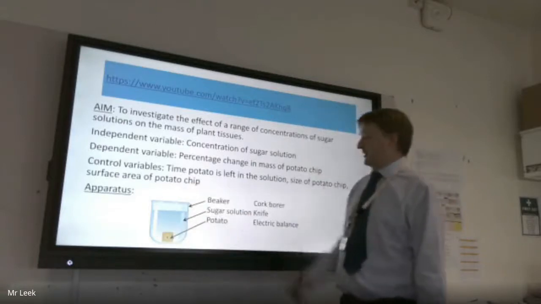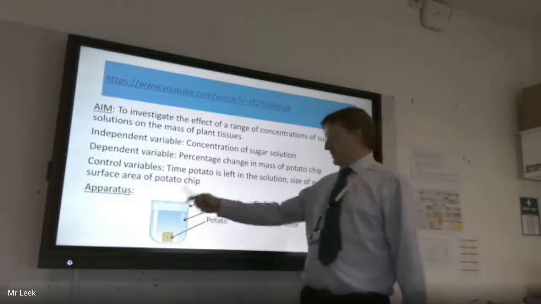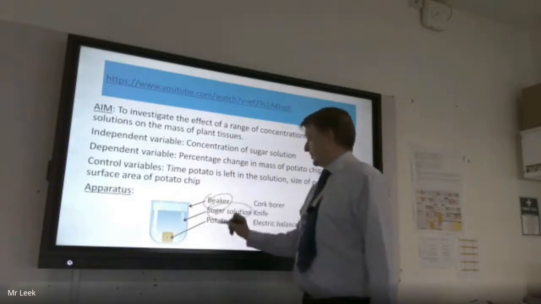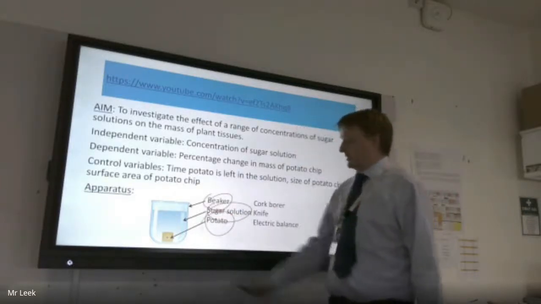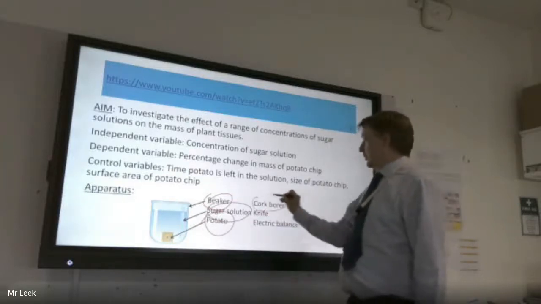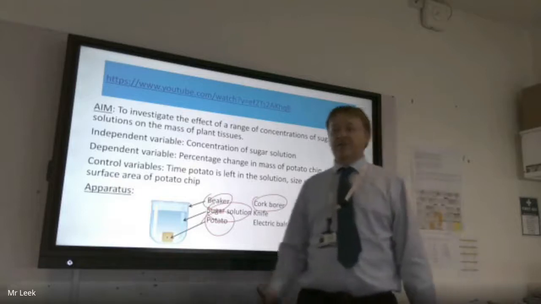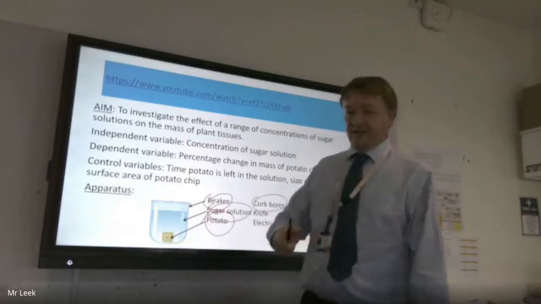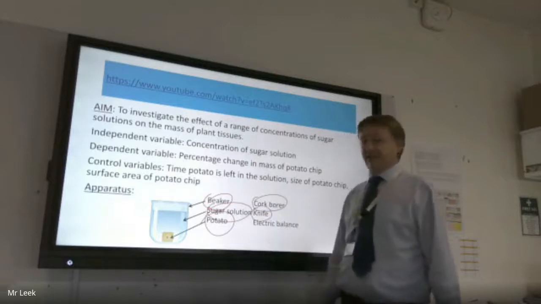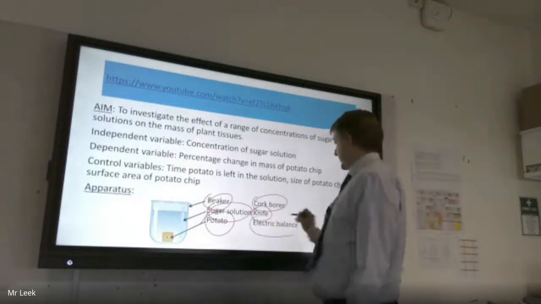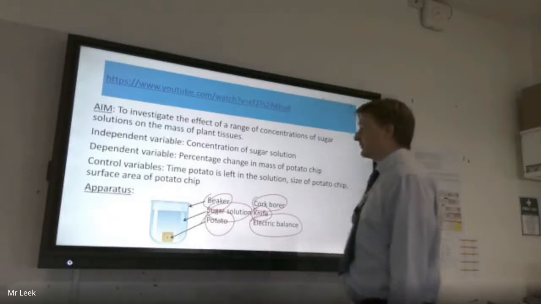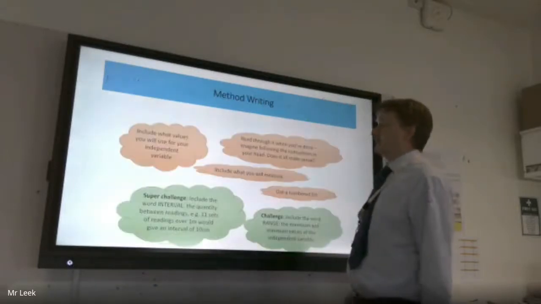We went through this practical here. You have a beaker, you have a sugar solution. So there's your beaker, there's your sugar solution, there's the potato that you put in. And the potatoes are all exactly the same size. The cork borer is the thing that you're actually making the little tubers of potato with. You've got a knife to make things exactly the same size, and an electric balance to weigh all the different bits of potato. We went through all that last time.